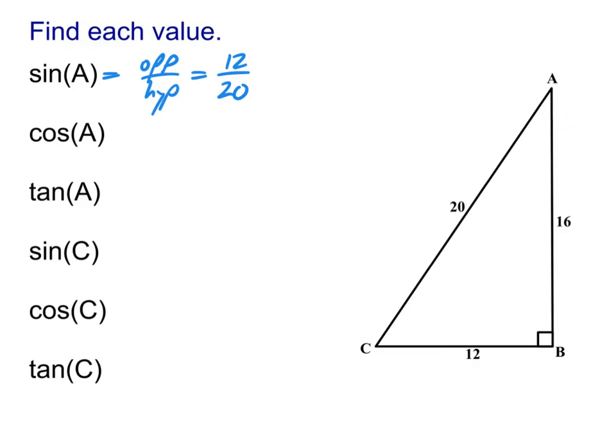Now, in this particular case, I would like to take it one more step, because you notice this fraction of 12/20ths reduces. So let's go ahead and reduce it. Looks like I can divide top and bottom here by 4. And so that will give me 3/5. And that is what sine of angle A is. We still don't know what angle A is, but we do know that the sine of A is 3/5.